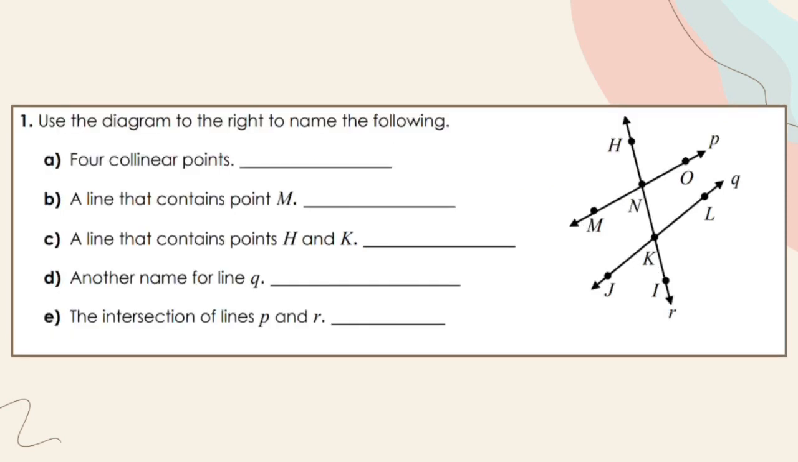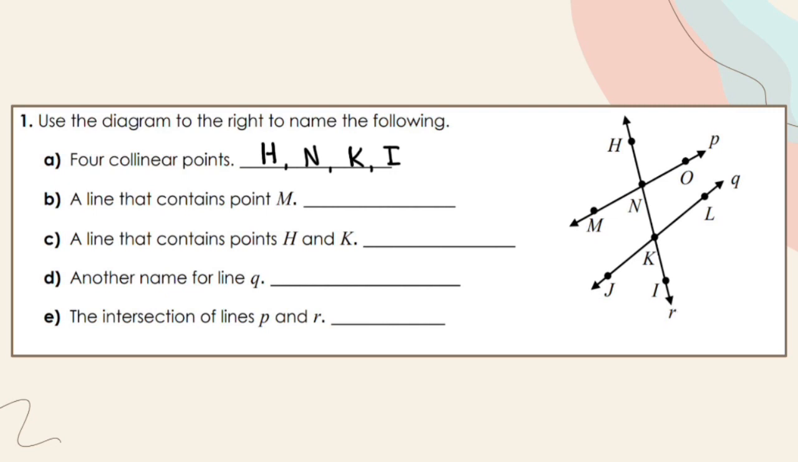All right, so some applications of this. We need to name 4 collinear points. There's only one line in this diagram that has 4 points on it. So the only correct answer for this is H, N, K, I. Those are 4 collinear points because they are all on the same line.